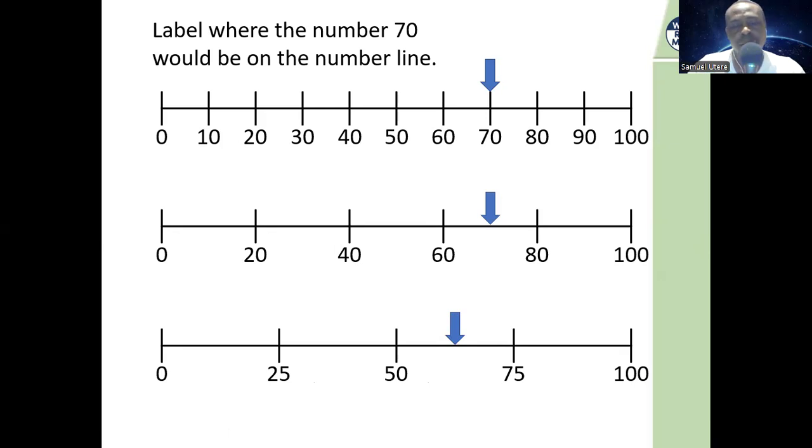Well, that may make sense, but when you think again, if all the number lines are of the same width, then 70 should be in the same position all along. So we can shift our arrow to the correct position. We should be there.